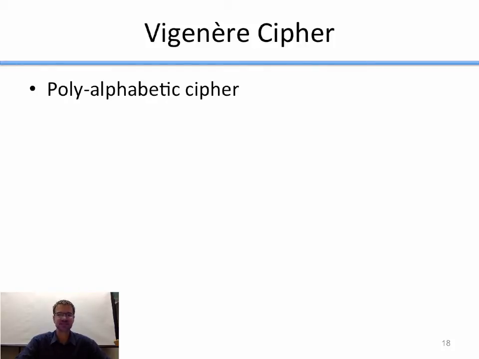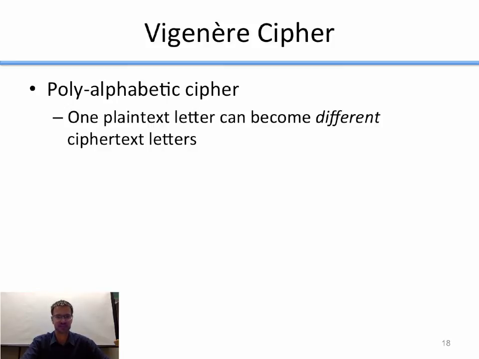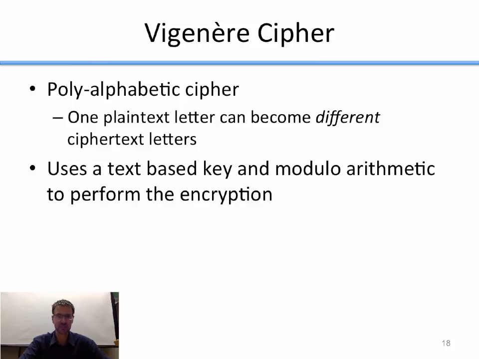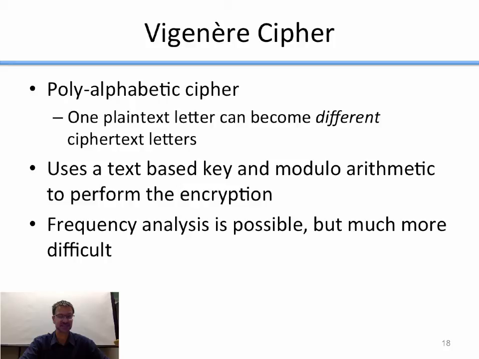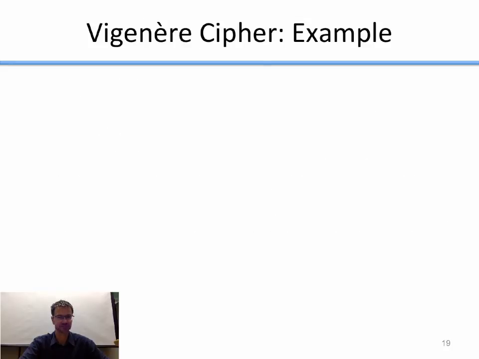So based on the fact that a substitution cipher has that issue of frequency analysis, an alternative type of cipher called a Vigenère cipher was developed. Now, a Vigenère cipher is what we call a polyalphabetic cipher. And polyalphabetic means that one plaintext letter could become different ciphertext letters depending on where it is in the message. So the letter A in the plaintext doesn't always become the same ciphertext letter. It depends where in the message it is. And that totally destroys frequency analysis. So in order to do a Vigenère cipher, we use a text-based key and modulo arithmetic to perform the encryption. In this case, frequency analysis is possible, but much more difficult.